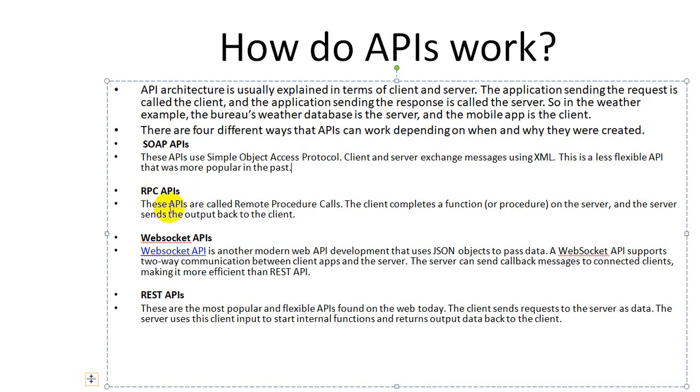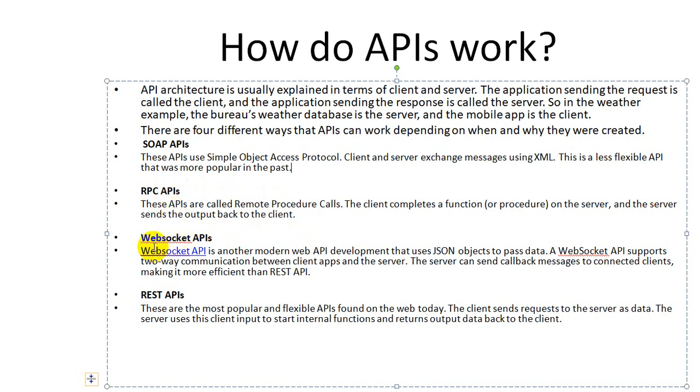RPC APIs. These APIs are called remote procedure calls. The client completes the function or procedure on the server, and the server sends the output back to the client. This is another type of API, and this is the way they work.